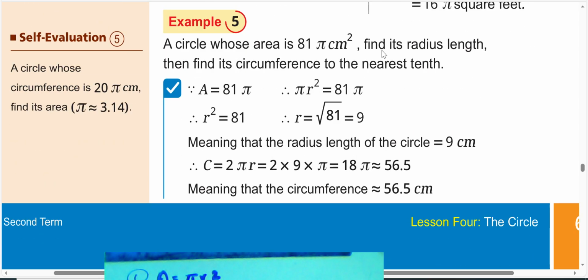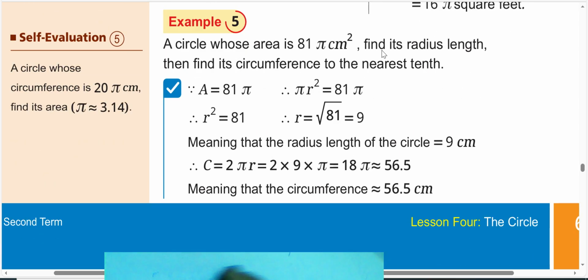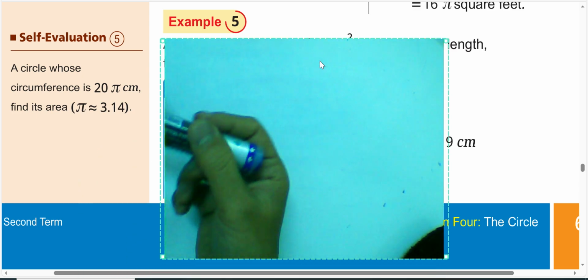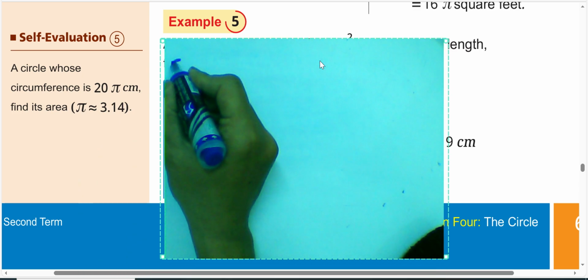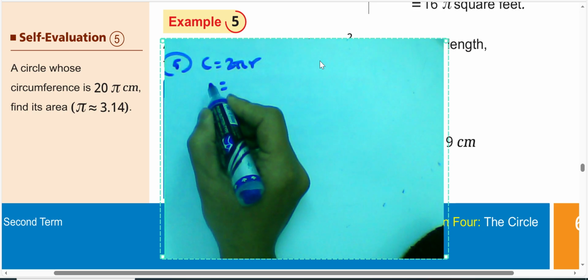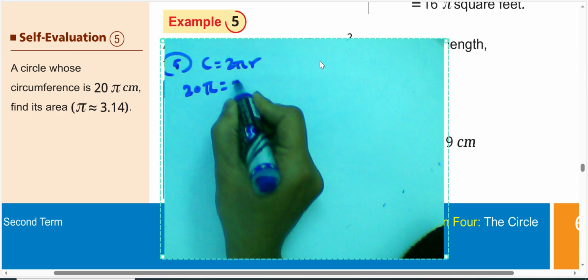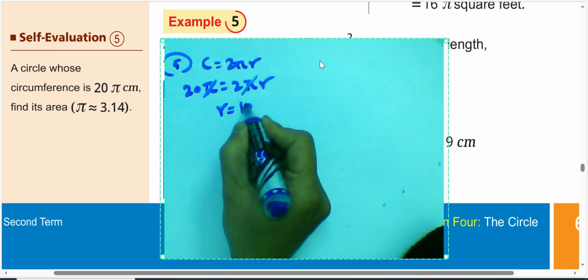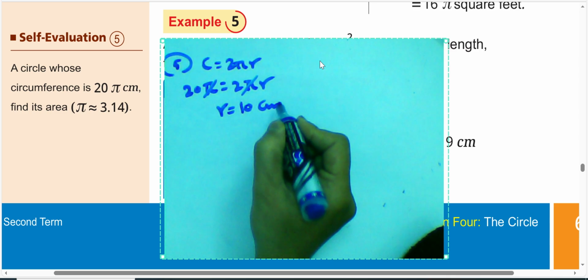Example number 5. You can read this question. Okay, he gives you the area and wants to find the circumference. And in question number 5, he wants to find the area and gives you the circumference. We have circumference equal to 2 pi r. He gives me circumference equal 20 pi. So 20 pi equals 2 pi r. We can cancel pi, then r equals 20 divided by 2 equals 10. Then the radius will be 10 centimeters.